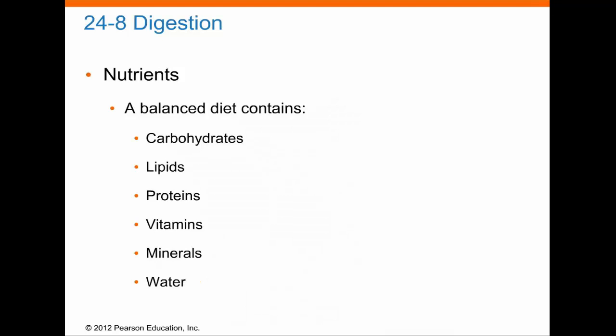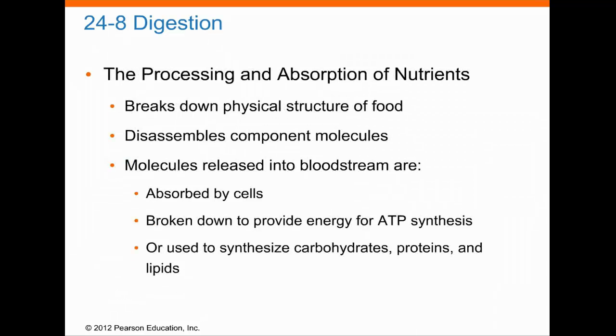Nutrients for digestion. It's important to have a balanced diet, and a balanced diet includes carbohydrates, lipids, proteins, vitamins, minerals, and of course, importantly, water. In the processing and absorption of nutrients, we break down the physical structure of food and disassemble the components and molecules. These molecules are released into the bloodstream and absorbed by the cells, where they're broken down to provide energy for ATP synthesis.